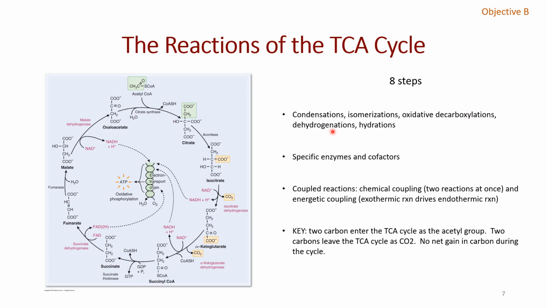Dehydrogenation is where you remove a hydride, 2 electrons and a proton. And then there's also hydrations, which is the addition of water, HOH, across the double bond. There are very specific enzymes for every step, and there are cofactors that are being used to help with these reactions. And we're also going to see coupled reactions, and we've seen this already in the bioenergetics lecture. You put 2 reactions together that happen at one time, and things that are endergonic, that need energy, can be coupled to a reaction that is exergonic, that liberates energy, and you can make these reactions go in a spontaneous way. And again, this is reminding you that 2 carbons come in and 2 carbons go out.